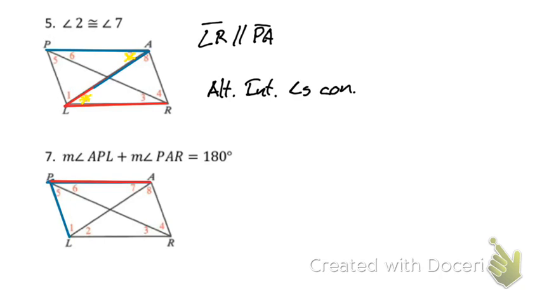And do the same thing for PAR. Okay. And then you'd be looking at PL and AR. So I'm looking at PL and AR. So I'm looking at that line and that line.